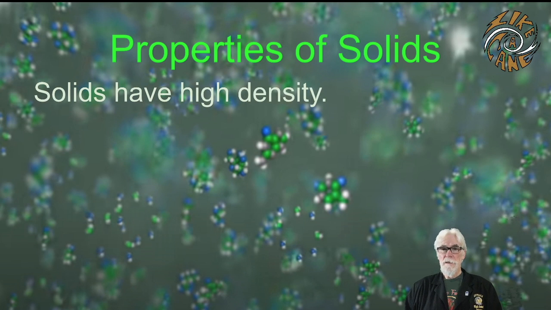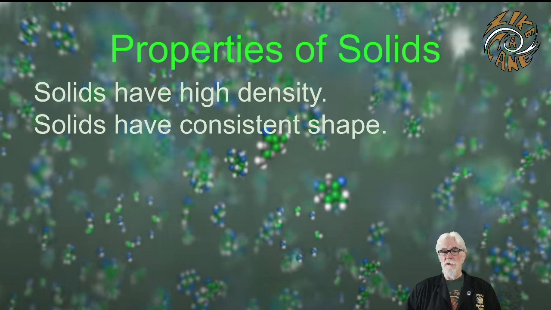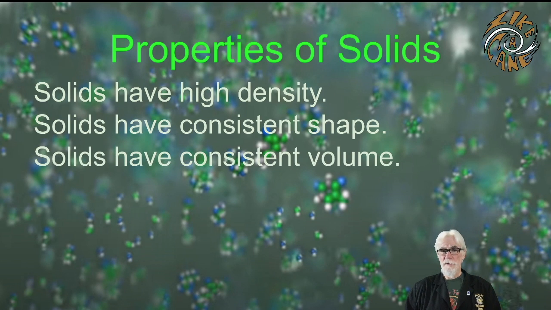One of them is solids. Solids have a high density. That's a property that we can observe macroscopically with our eyes. They also have a consistent shape, so they'll be like a cube or a sphere, or some jagged piece of a rock or something like that. But it doesn't change over time. It stays the same shape. And solids also have a consistent volume. Whatever space they take up, they continue to take up that space.